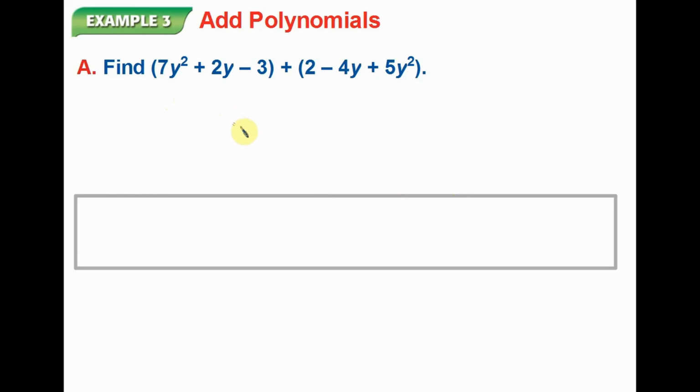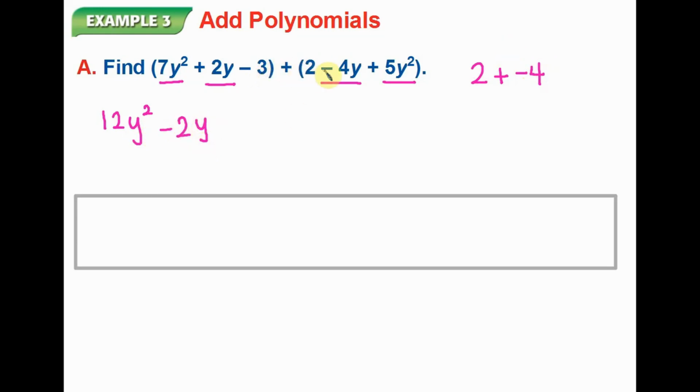The third example of this lesson will be adding polynomials. For example, 7y squared is a like term of 5y squared. So if I add them, 7 plus 5, I will get 12, and you just write y squared at the end. 2y has a like term of negative 4y. So 2 plus negative 4 will be the same as 2 minus 4. So I will get negative 2, and then you put the y at the end.